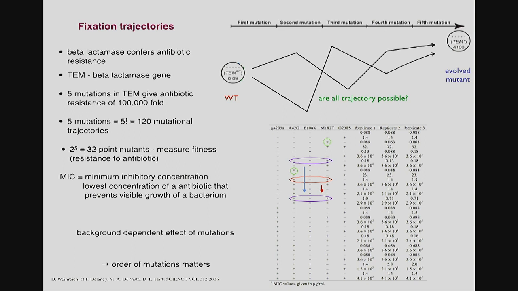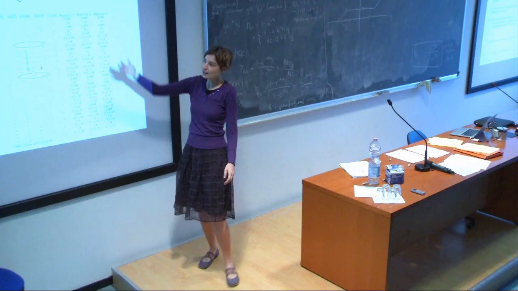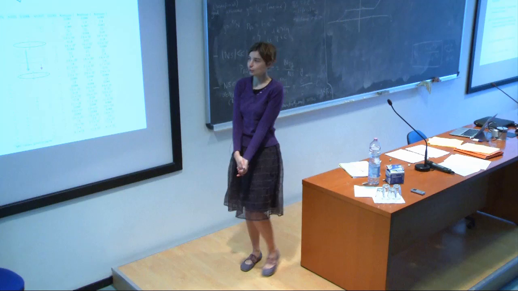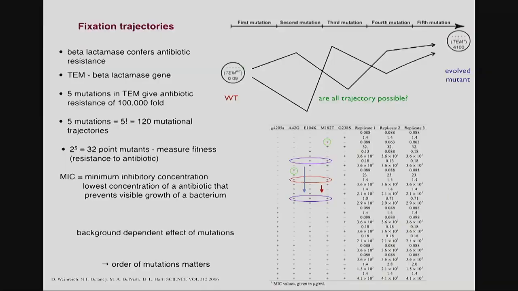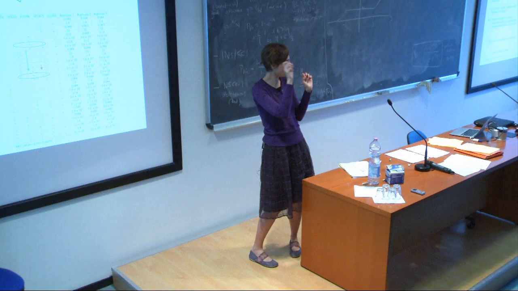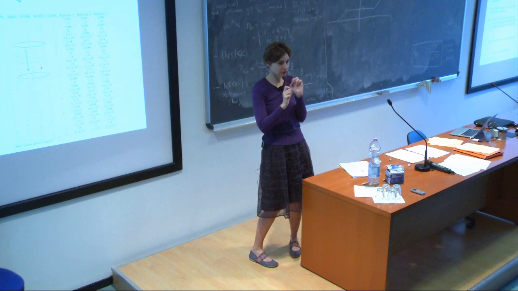Just a point of interest. If you have 5 mutations, that means you have 120 mutational trajectories to get from the beginning to the end. You have 120 different ways in which these 5 mutations could have appeared. And you have 2^5, that means 32 different mutants. You can have all the point mutants, that's 5, then all the double mutants, those that have 2 out of the 5, and so on. So they know exactly what these 5 mutations are, and then they combinatorially build all possible versions of these mutants. So that's 32.